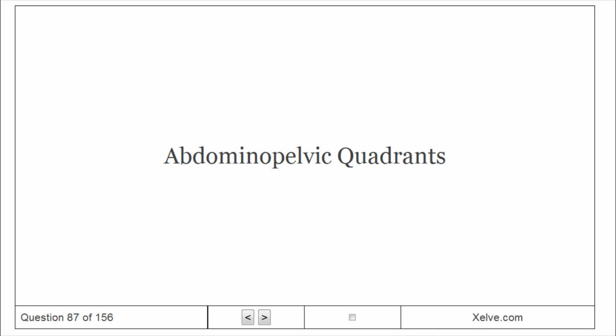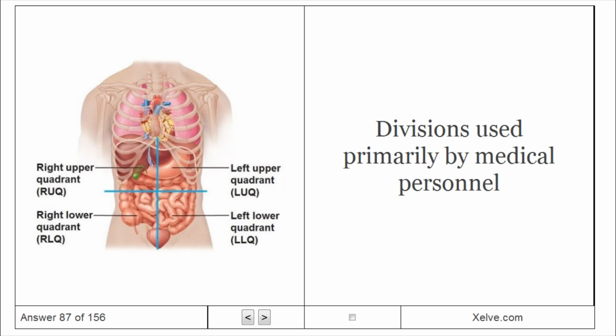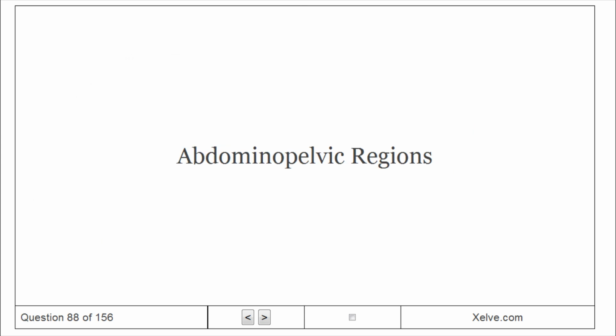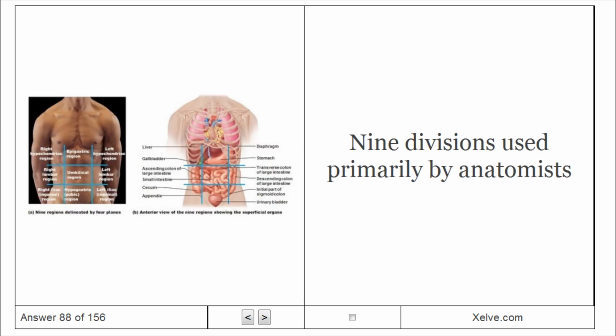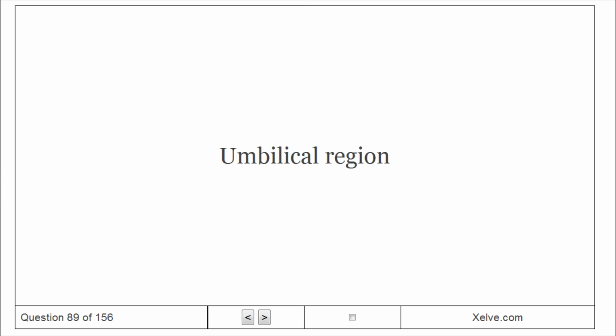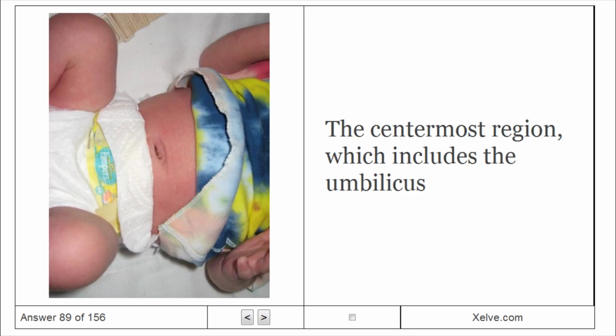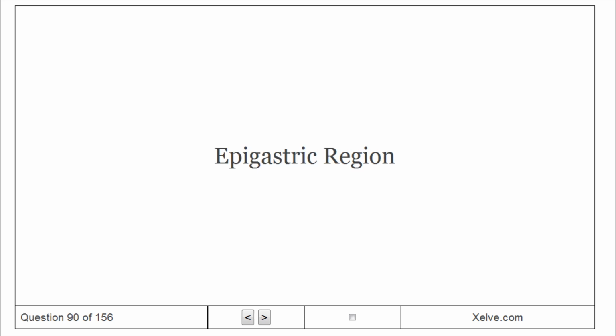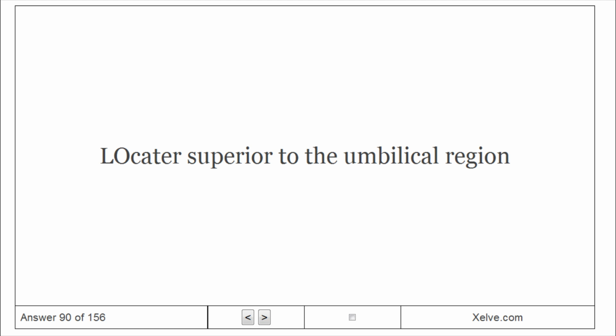Abdominopelvic quadrants, divisions used primarily by medical personnel. Abdominopelvic regions, nine divisions used primarily by anatomists. Umbilical region, the centermost region, which includes the umbilicus. Epigastric region, located superior to the umbilical region.